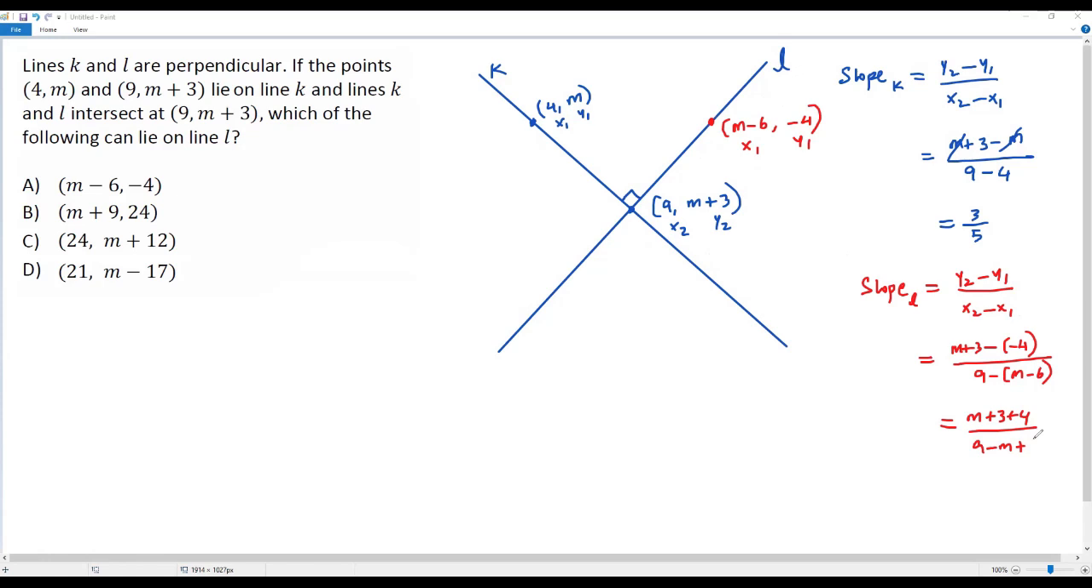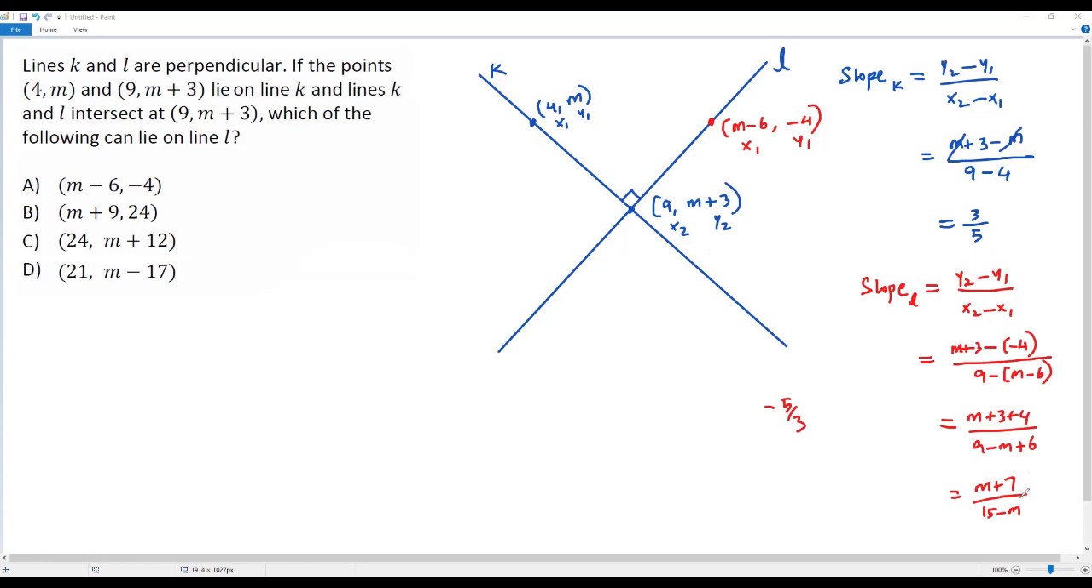Then we get negative m plus 6. Then we get m plus 7 in numerator and denominator. When I combine 9 and 6, it's 15. That is 15 negative m. As I said earlier, the slope of line L must be negative 5 over 3. That is the opposite sign of this one and also the reciprocal of this fraction.